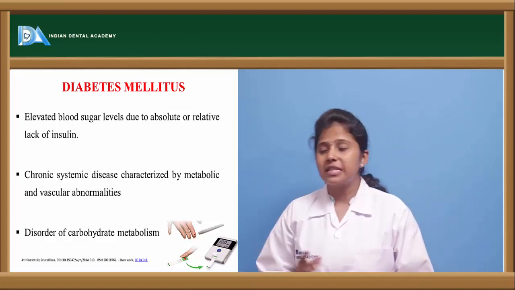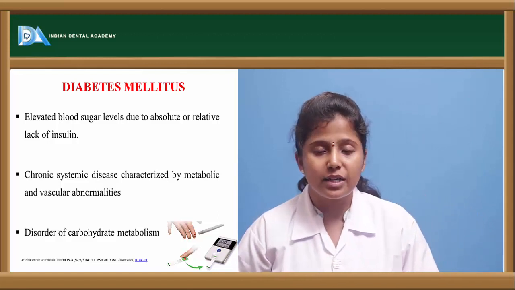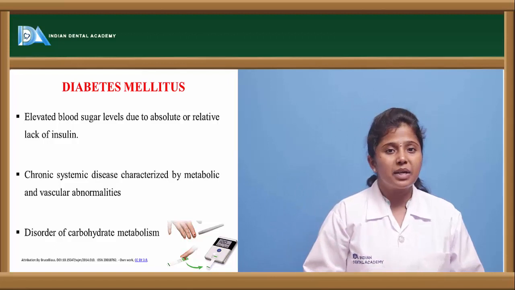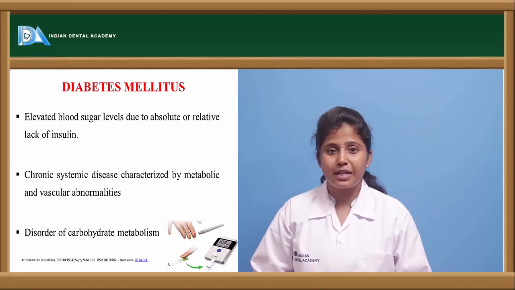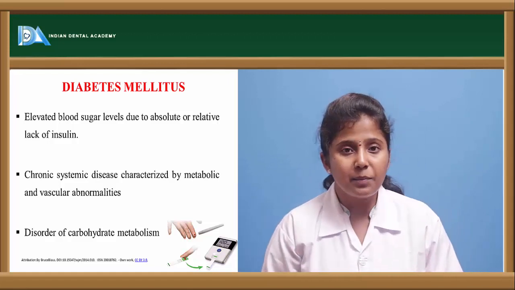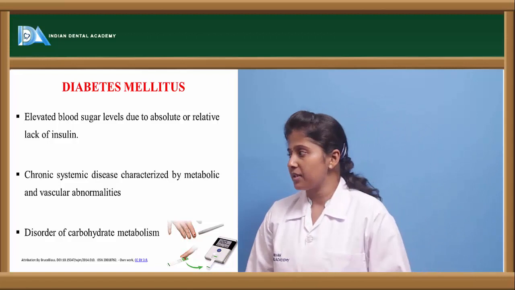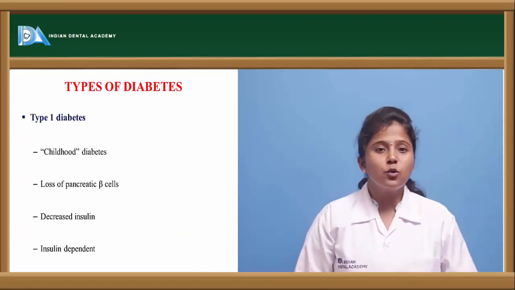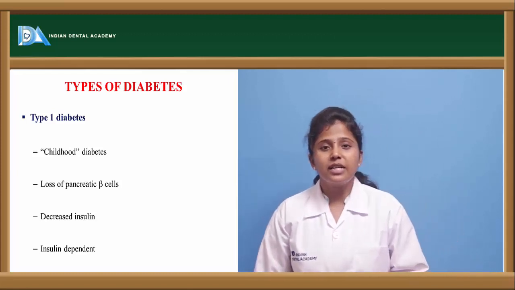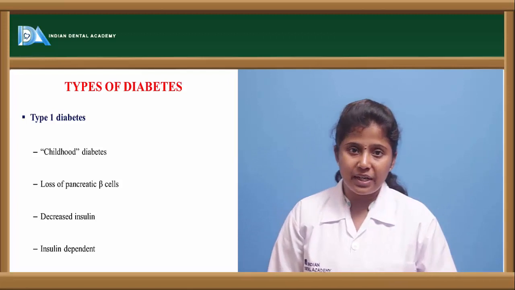And this diabetes mellitus is characterized by metabolic as well as vascular disorder. On chronic diabetes conditions, it leads to metabolic abnormalities as well as vascular abnormalities, and this is a disorder of carbohydrate metabolism. On excessive carbohydrate metabolism, it leads to diabetes. There are two types of diabetes. First one is type 1 diabetes, that is insulin dependent diabetes, as well as type 2 diabetes, insulin non dependent diabetes.